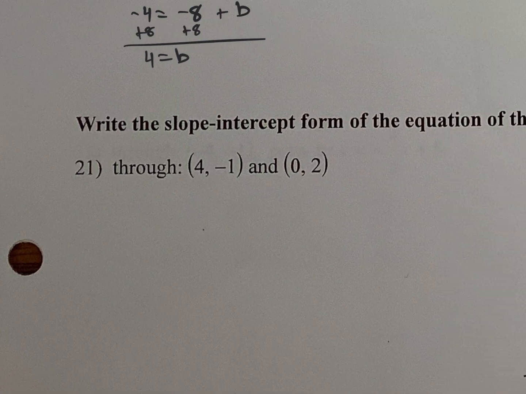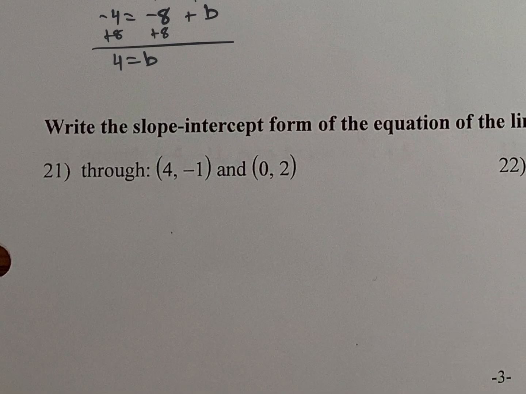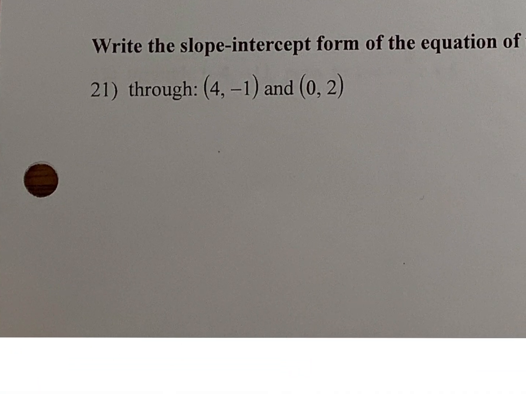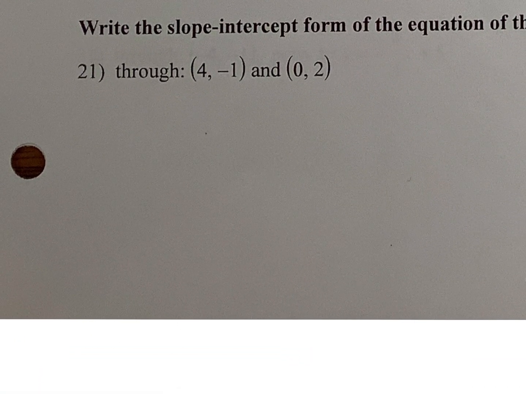All right, 21. It says write the slope-intercept form of the equation of the line through the given points. Okay, so now they didn't give you the slope. You got to find the slope. Step 1, find the slope. So that's your x sub 1, your y sub 1. That's your x sub 2, y sub 2 if you need to know that.